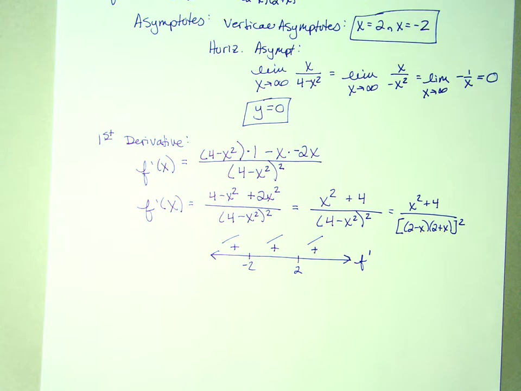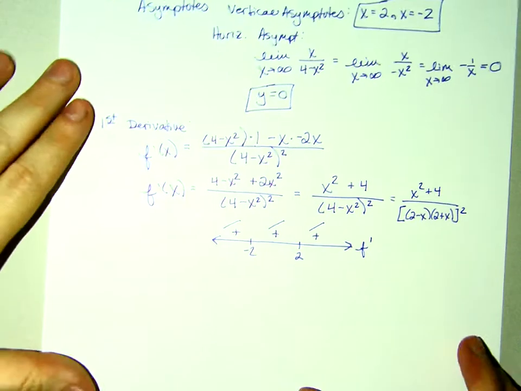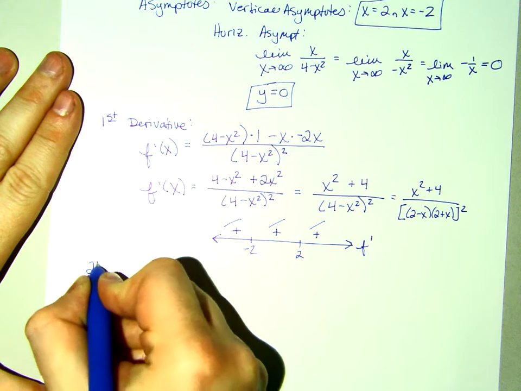I'm not going to bother writing out increasing in the regions. We'll just take the information from the number line. So somehow this is increasing everywhere. The next part. This is going to be a little unpleasant.